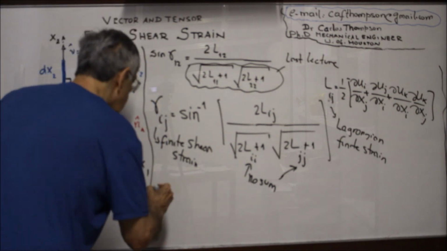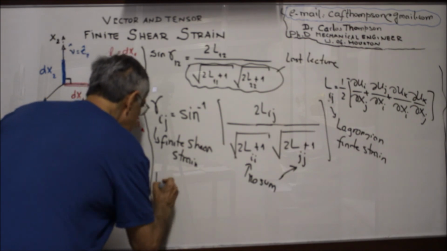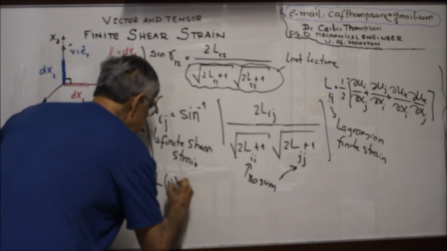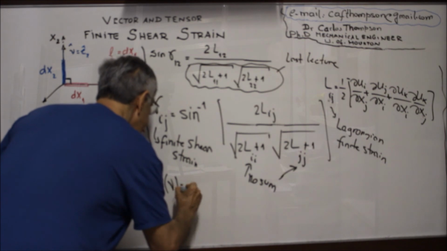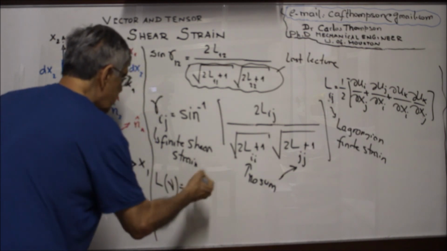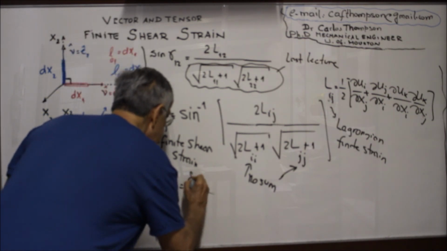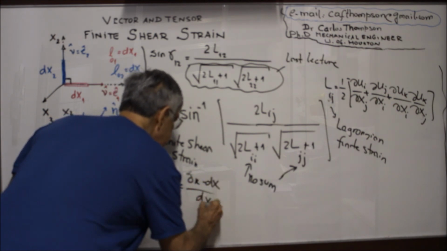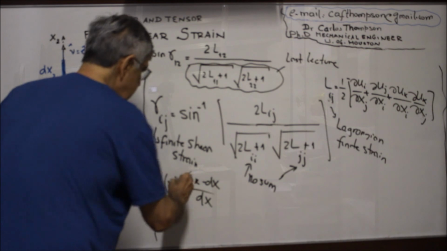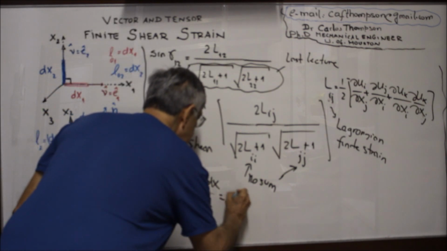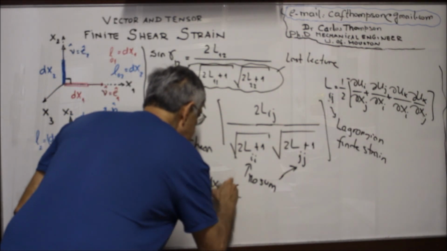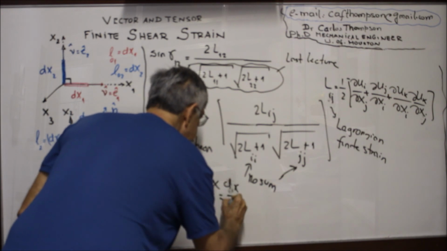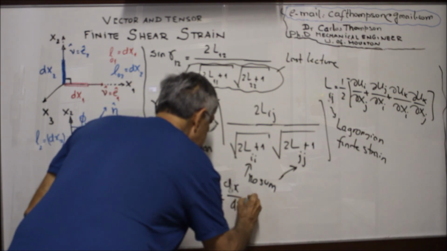Don't forget that the normal strain L on this new line over here is equal, in this case, to the stretch ratio minus 1. Don't forget that is dx minus capital dX divided by capital dX. So this is the stretch ratio, dx over dX minus 1.